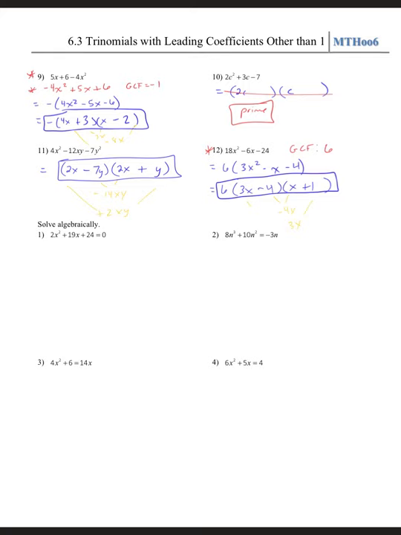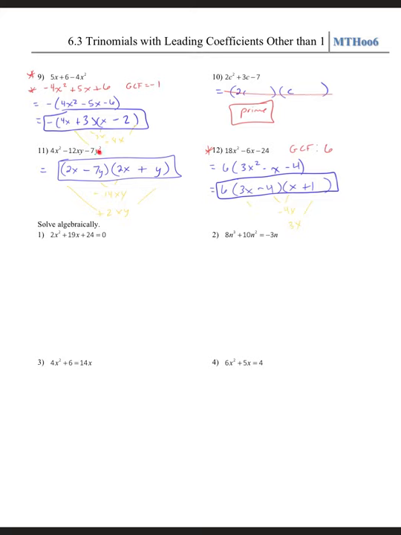When we look at number 10, we have 2c and 7. So I start with 2c and c. Since 7's prime, I know either has to be 7 and 1 or 1 and 7. But if I put a 1 here and the 7 out here, that'd be 14, and that's not going to give me a 3. If I put the 7 here and the 1 here, then I have a 7 and a 2. That's still not going to give me a 3. So we know that's prime.